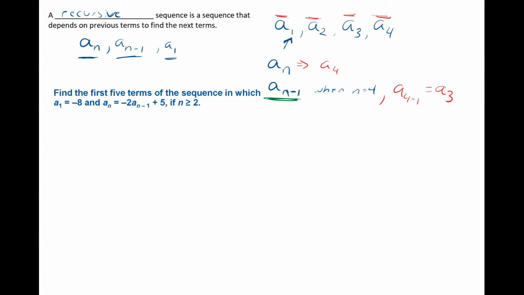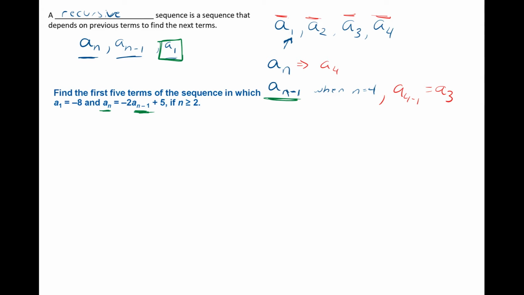So that's in recursives. And then with recursive sequences, you always need a starting point. You always need your a sub 1. Where do you start? Let's put that together in our first problem. Find the first 5 terms of the sequence in which a sub 1 is equal to negative 8, and a sub n equals negative 2 times a sub n minus 1 plus 5, if n is greater than or equal to 2. So this is a recursive sequence because I have my rule here where it says to find some nth term. How do you get there? Well, you have to know the term before it.